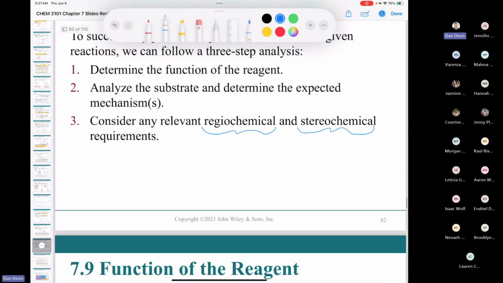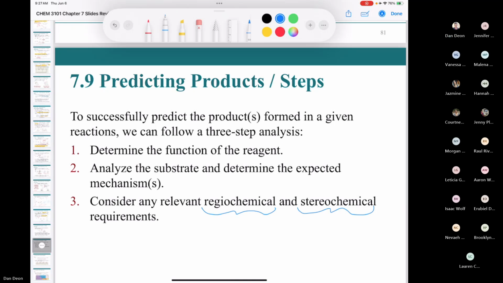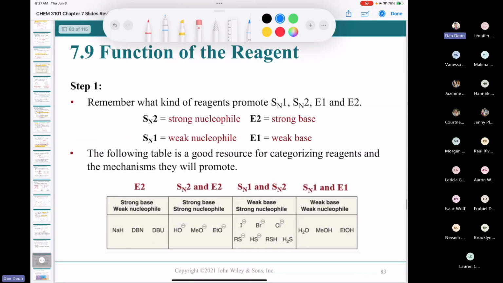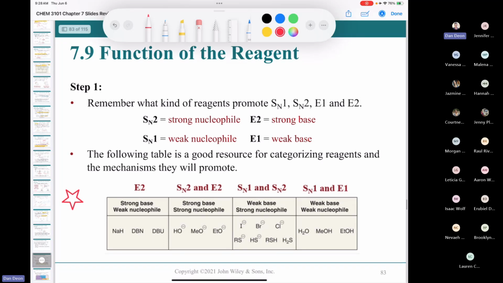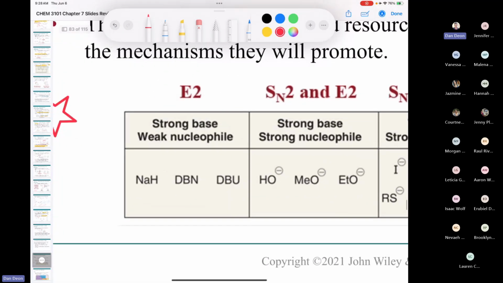So if you're wondering, how do I sort out strong versus weak nucleophiles and bases? Okay, that is on this table right here. This table, I don't make my students memorize it, but it's a good idea, and I've noticed that a lot of students do memorize it. So it breaks down what a strong base weak nucleophile is, what a strong base strong nucleophile is, weak base strong nucleophile, and a weak base weak nucleophile is. So if we review these, you can see that there's some new things in here.